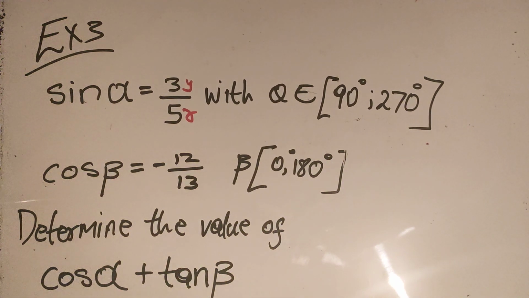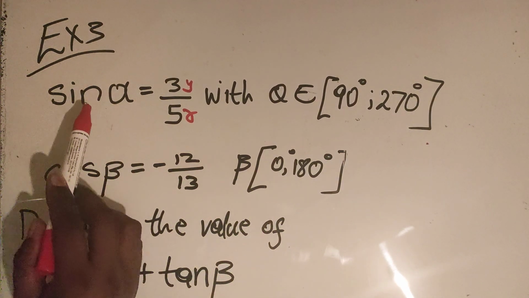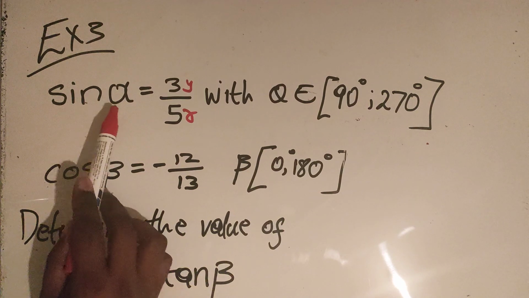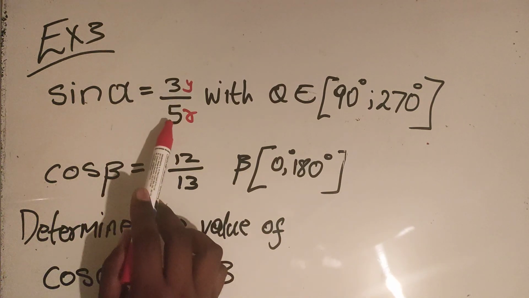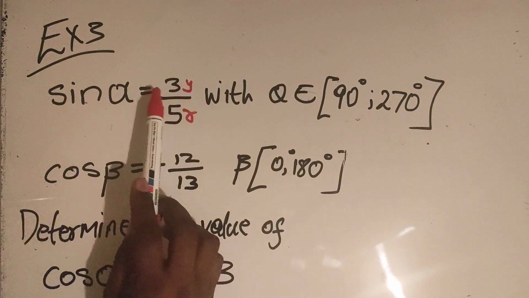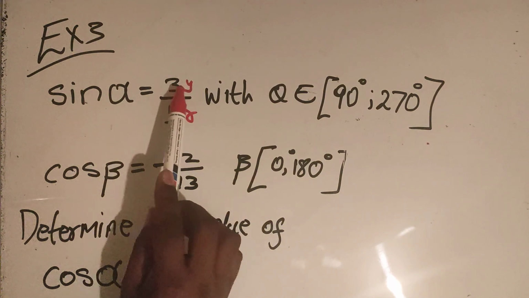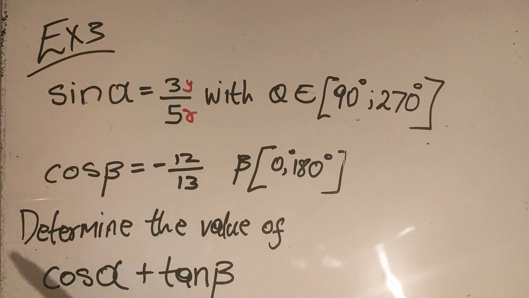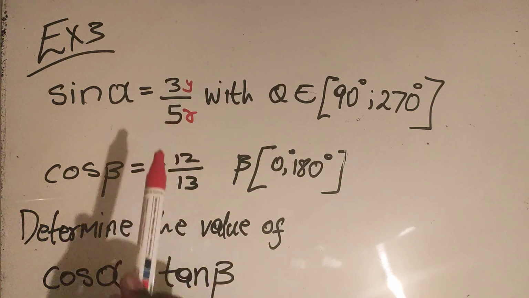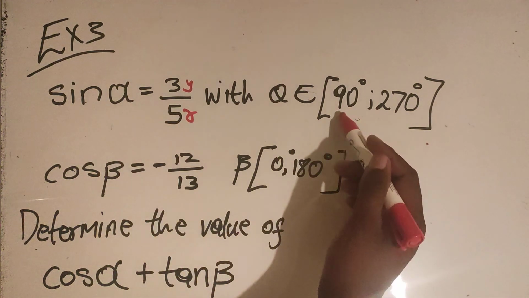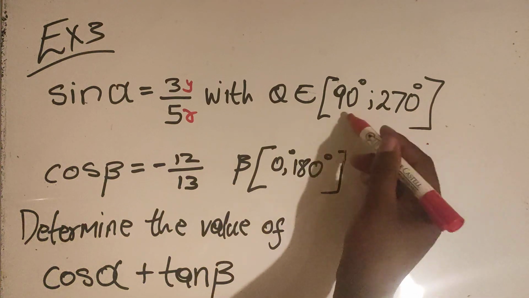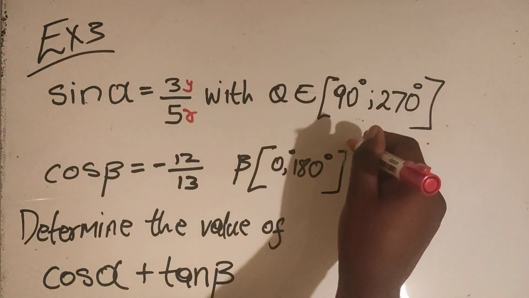All right. We have sine alpha is equal to 3 over 5. You need to label your values just to know what is left and what we are dealing with. So 3 represents y and 5 represents r. And these are the quadrants we'll be working at.